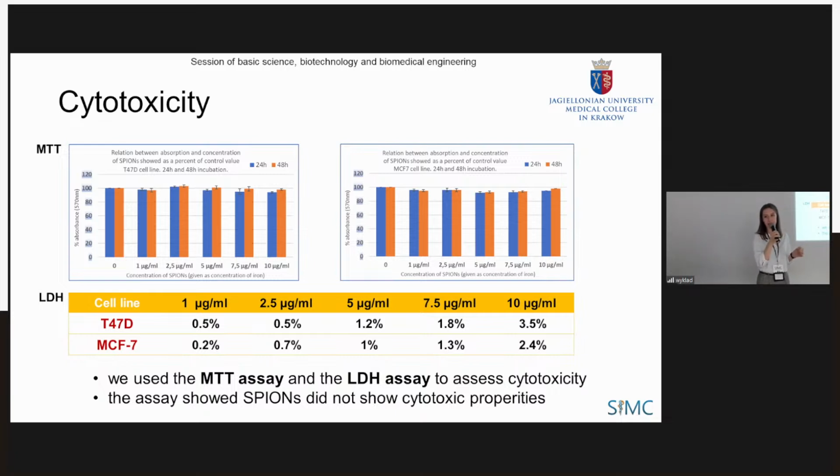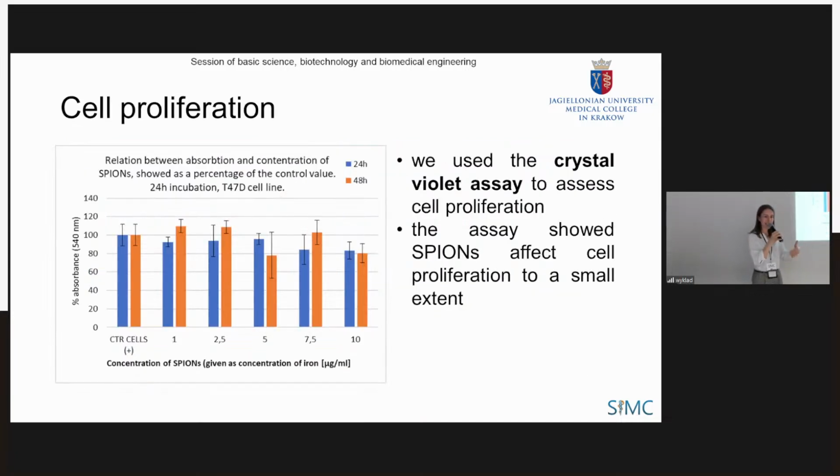As you can see, the differences between different concentrations of SPIONs and the control group were pretty minor. In higher concentrations, we can observe a bigger percentage of dead cells in the lactate dehydrogenase assay. However, this is important information, but these are quite minor changes. And then we assessed cell proliferation using the crystal violet assay.